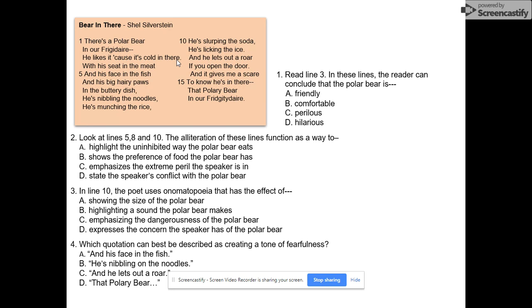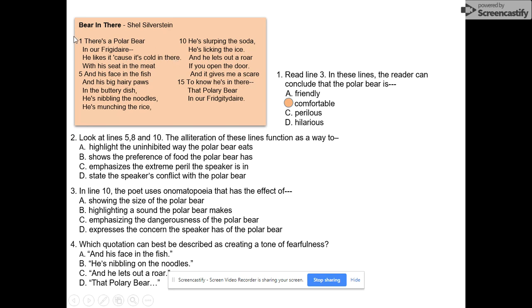Well, the polar bear likes the refrigerator because it's cold, and polar bears generally live in cold climates. So the correct answer to this is going to be B, comfortable. The polar bear is comfortable in the refrigerator.